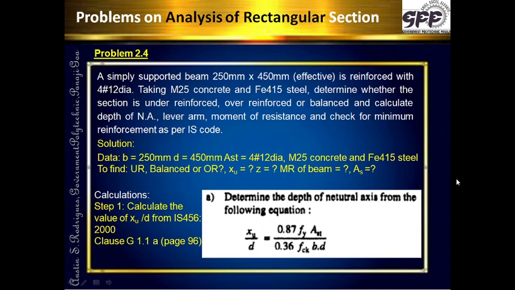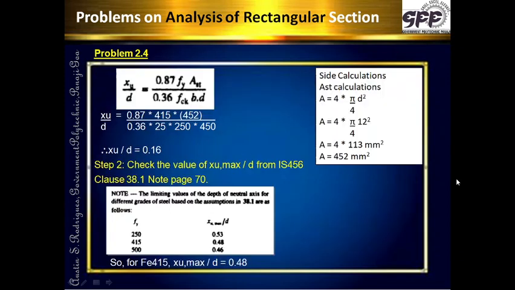Now in the calculations, as normally we do, the first step is to calculate the value of XU by D, that is the actual depth of the neutral axis to the effective depth. The clause is G1.1a, page 96, as we have seen earlier. So we get XU by D equal to 0.87 FY AST upon 0.36 FCK BD. So XU by D, 0.87 comes down as it is.